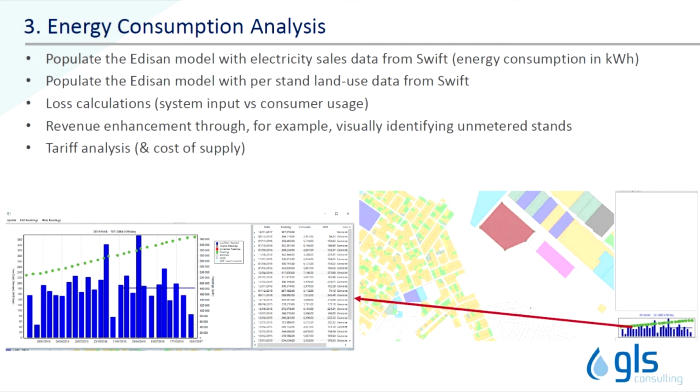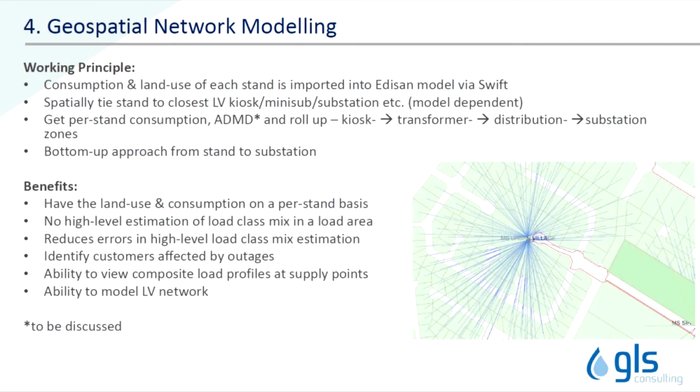Benefits of this is that you now have the land use and consumption on a per stand basis, and this eliminates high-level estimation of load class mix in a load area and subsequently reduces errors in high-level load class mix estimation. Other spin-off practical functionality is the ability to identify customers affected by outages, and also the ability to view composite load profiles at different supply points, whether that be at kiosk level, mini sub level, at the level of a ring main unit, or switching station or substation. And then the functionality also promotes the ability to do low voltage network modeling.